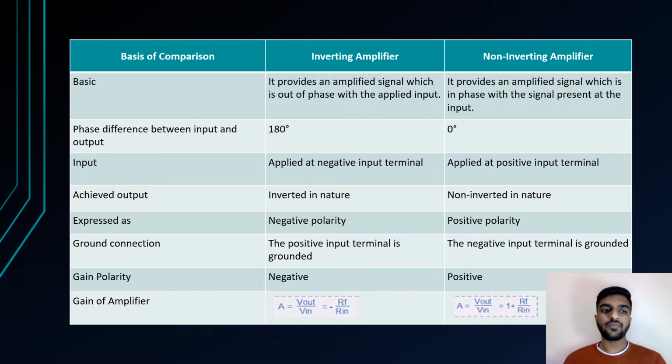The gain of the amplifier in an inverting amplifier, that is A, is equal to Vout by Vin is equal to minus Rf by Rn. Whereas in a non-inverting amplifier, the gain of the amplifier is equal to Vout by Vin is equal to 1 plus Rf by Rn.